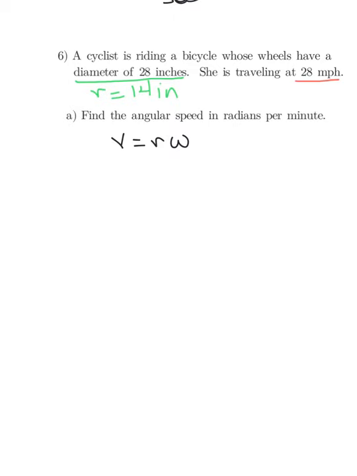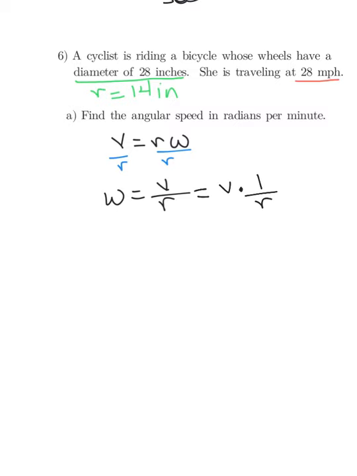If we want to find angular speed, we need to take this formula and divide both sides by R so that we have omega equals V divided by R. In order to make our problem a little bit easier to deal with, I'm going to use fraction rules and rewrite this as V times 1 over R. That will help us as we move forward and we have to do some conversions.